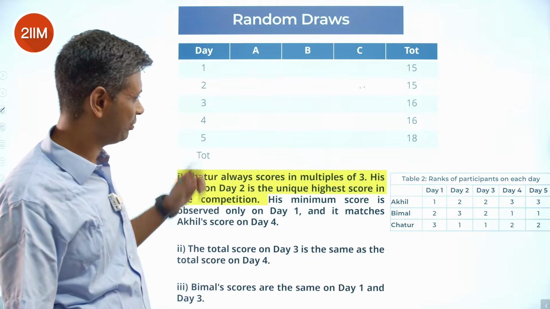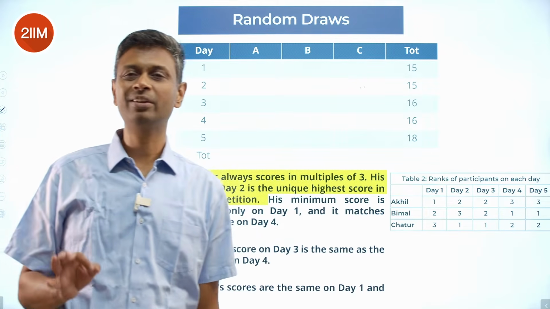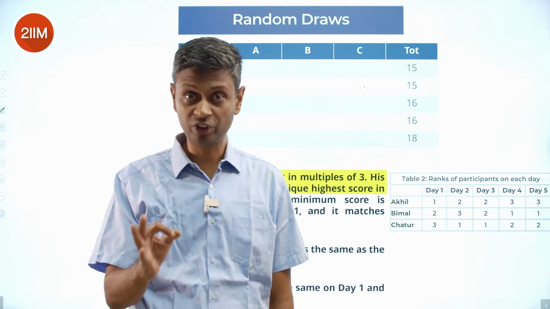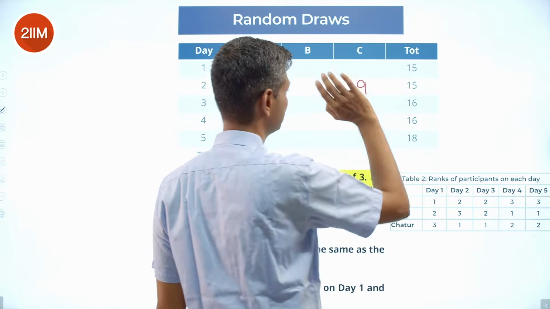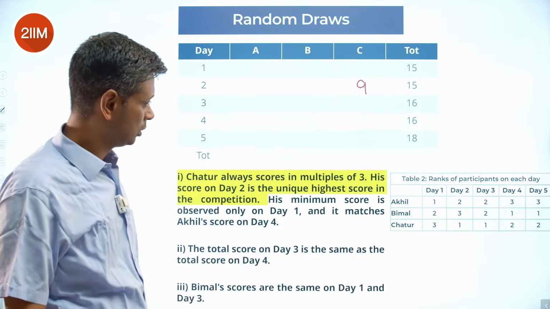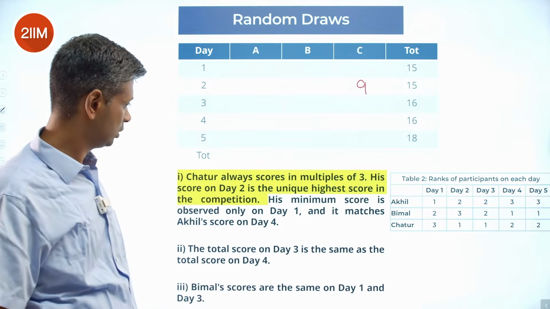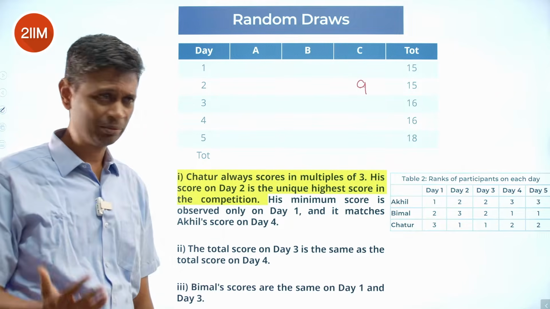And so on day 5, 3 different scores add up to 18. 18 by 3 is 6. We cannot have 3 numbers below 6 adding up to 18. That means this number is 9, and there's no other 9 sitting here. This minimum score is observed only on day 1, and we kind of take it from there.